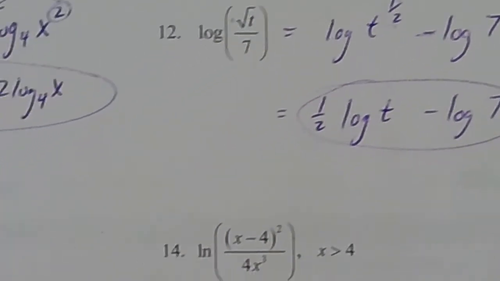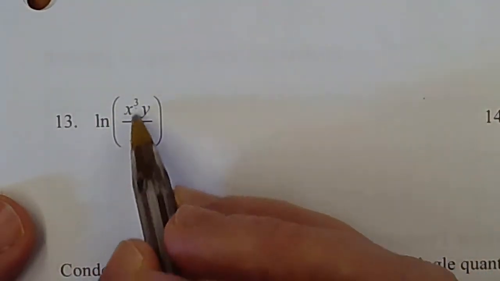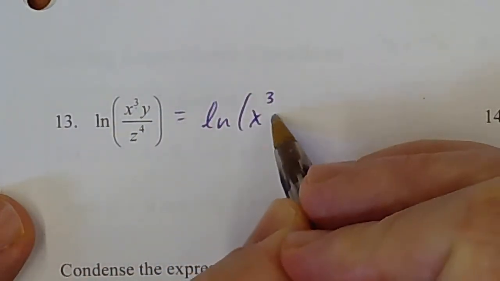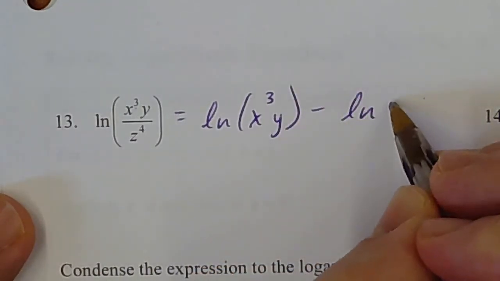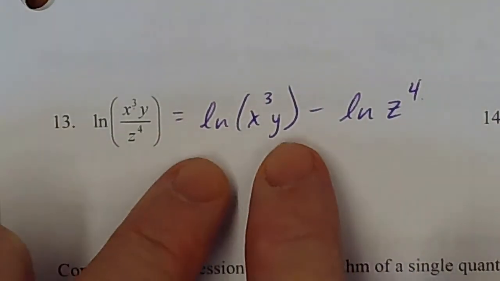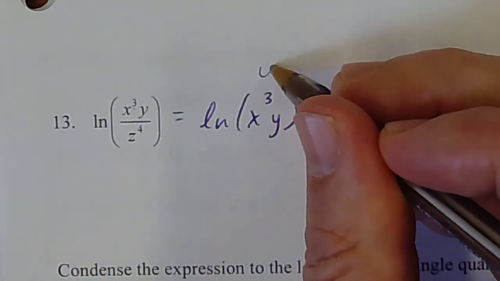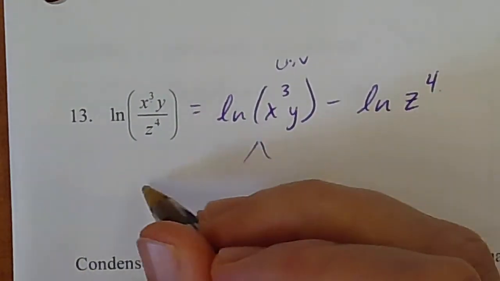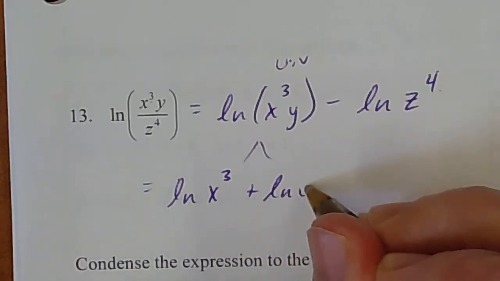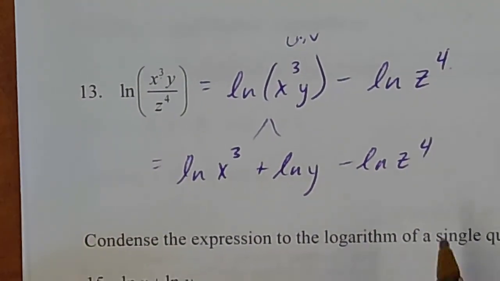Okay, now 13 actually has an additional step. Let me show you. Right now, the big picture is we see u over v. So let's write it as natural log of u minus the natural log of v. Okay, but now I still see a product, so I can't stop there. I can continue to break this down when I have the u times v, right? So I need to break this up into 2 more logs. So I have natural log of x cubed plus the natural log of y. So this one has 3 logs in the final answer.